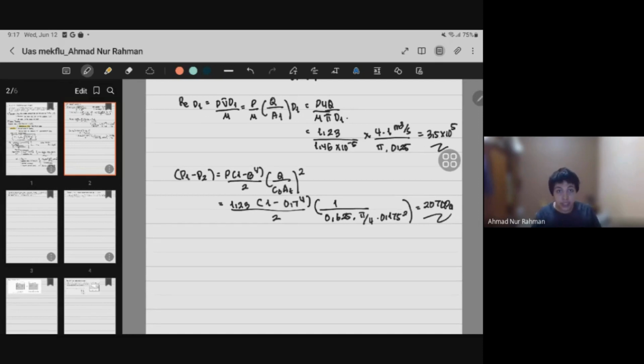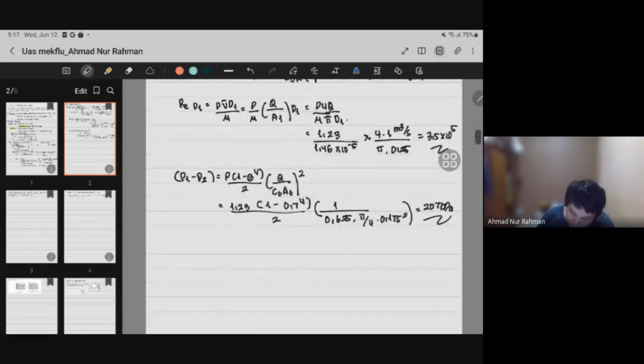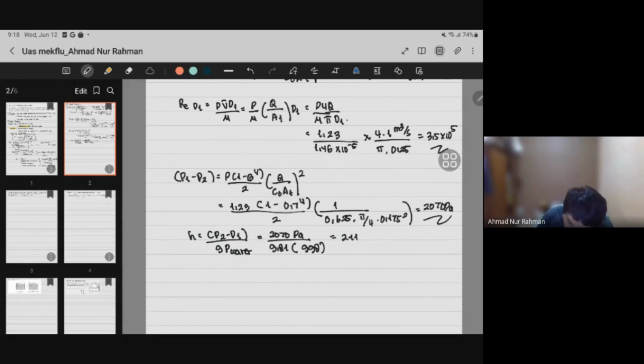After we get the value, what we need is to find the h. The h equals P1 minus P2 over g times rho water, which equals 2070 Pa over 9.81 times 998. That's the density of water. So the result we get is 211 millimeters.